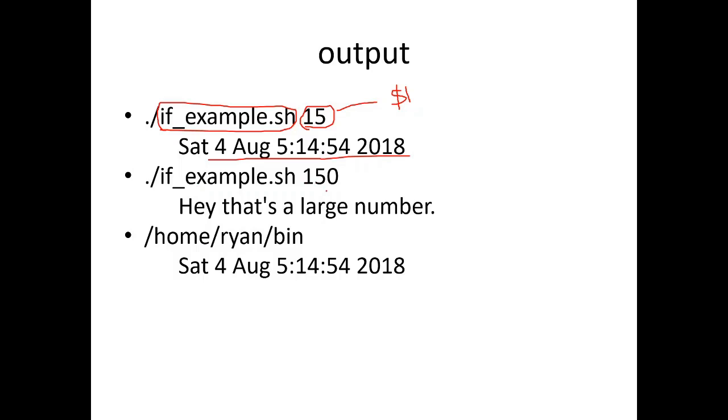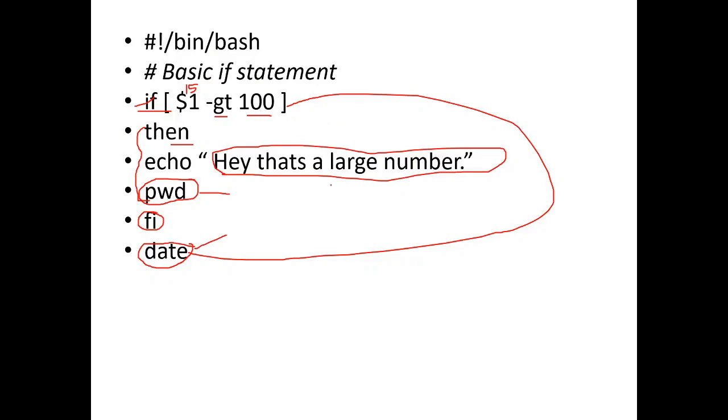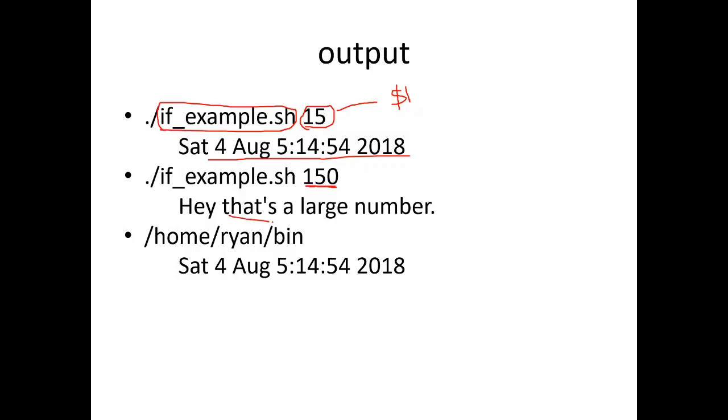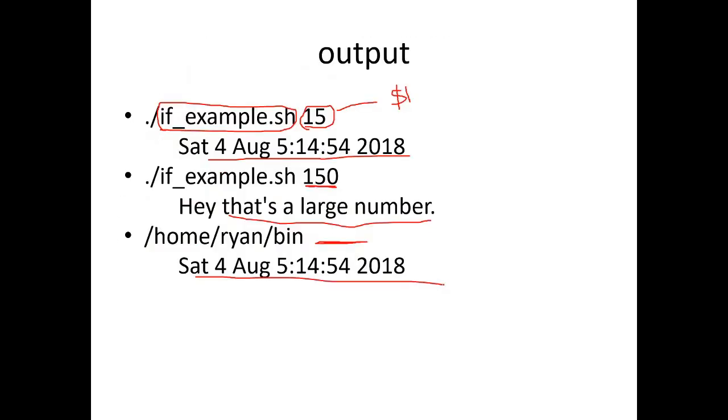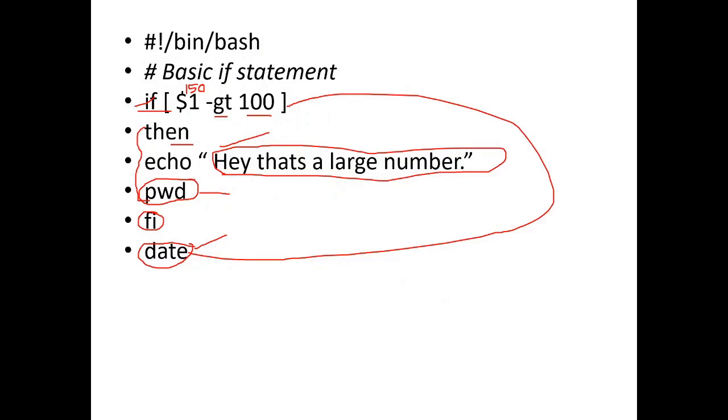Another example. This time the command line argument we have passed is 150. So now $1 stores 150. 150 is greater than 100, so it will print that it is a large number. Now suppose you don't provide any argument here, what happens? By default it will be considered a false condition, and it will directly print the date.